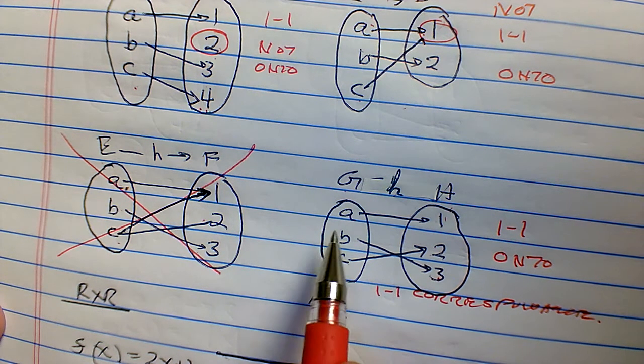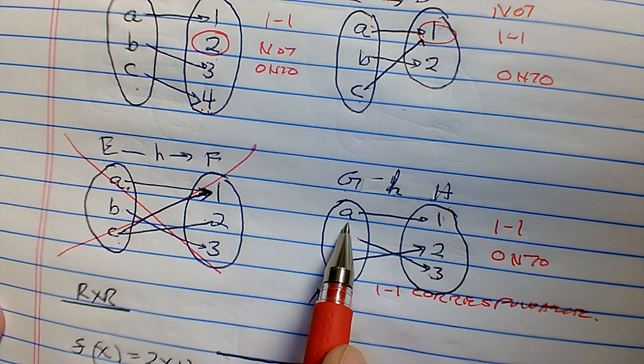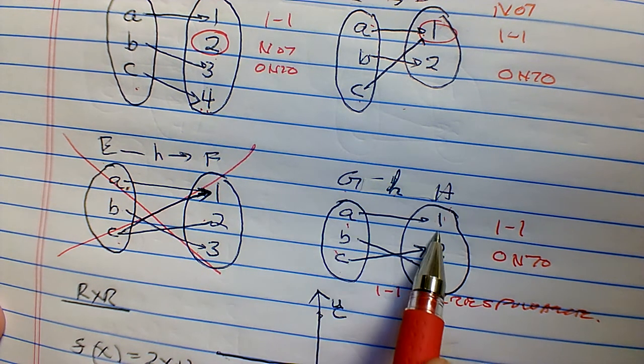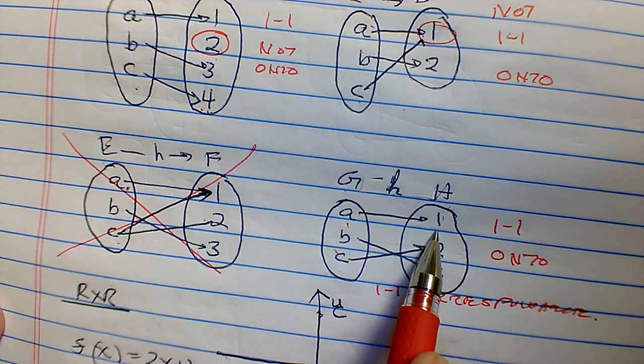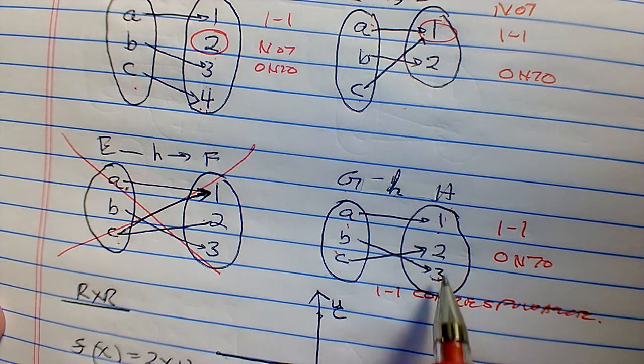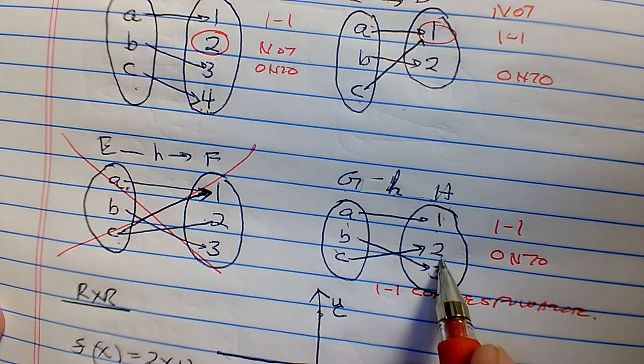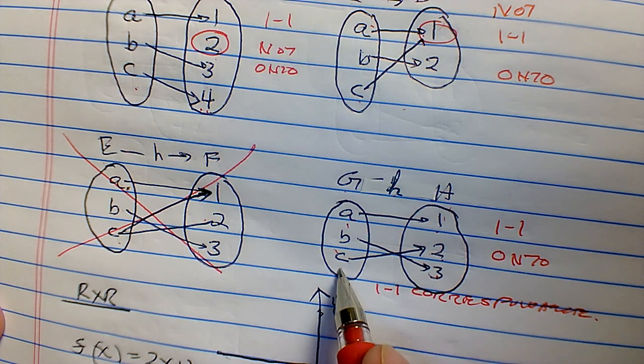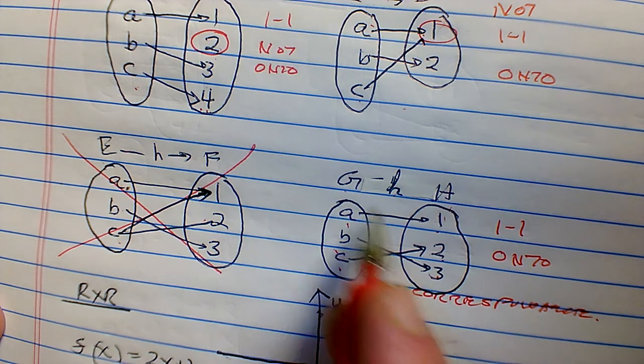That's important because if I were to give you any element here in the domain, you could tell me the unique element that matches up with it in the codomain. If I were to give you any element here in the codomain, you could tell me the unique element that it came from here in the domain.